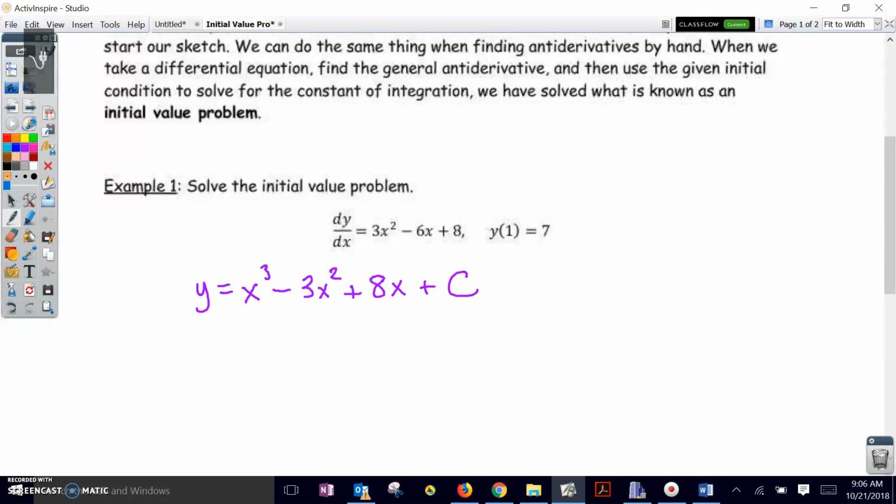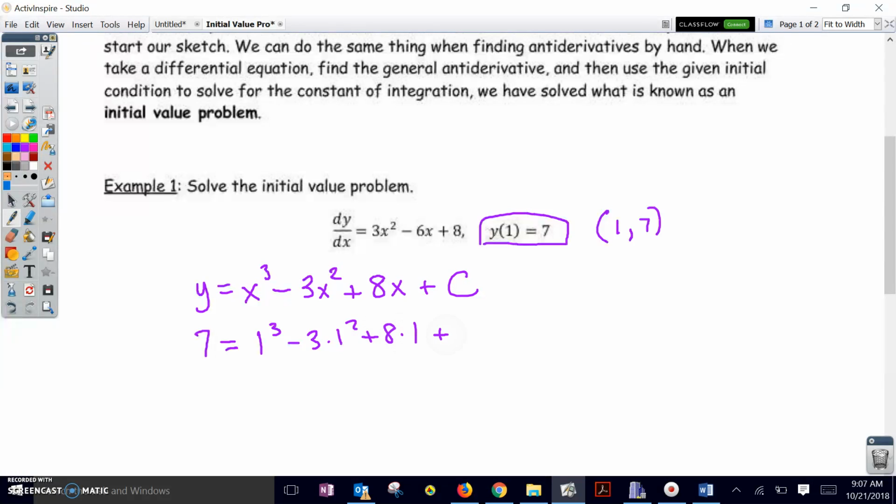Alright, so now we have this initial condition that y of 1 is 7. So in other words, when x is 1, y is 7. And we can substitute this value into this antiderivative that we found in order to solve for the value of c. Let's see, 1 minus 3 plus 8, that's going to be 6. Subtracting 6 from both sides, we get that c is equal to 1.